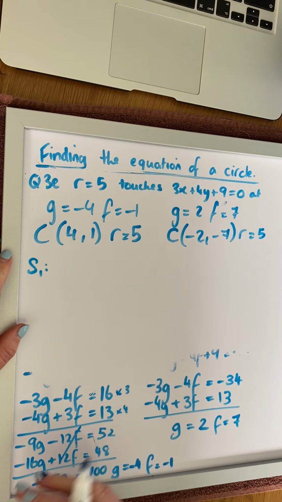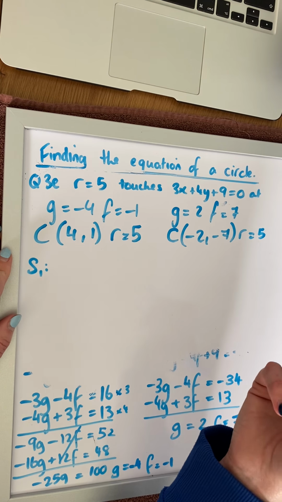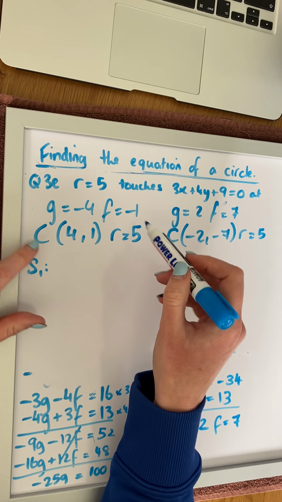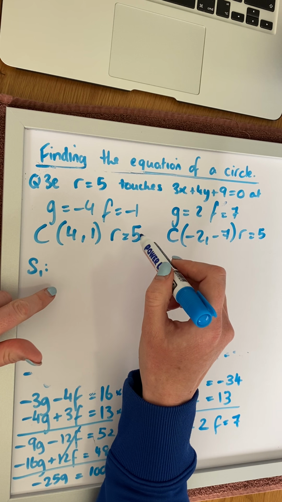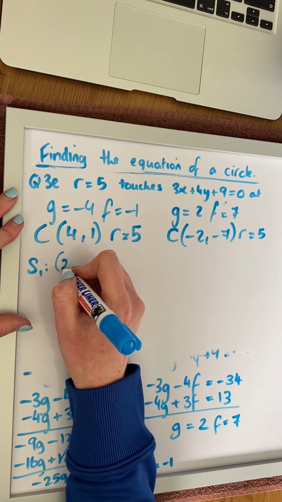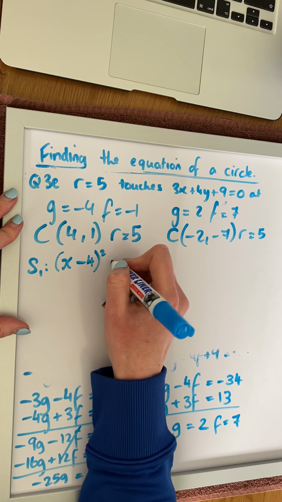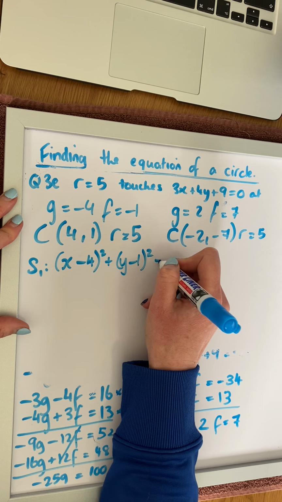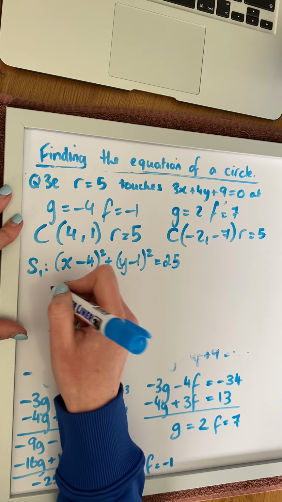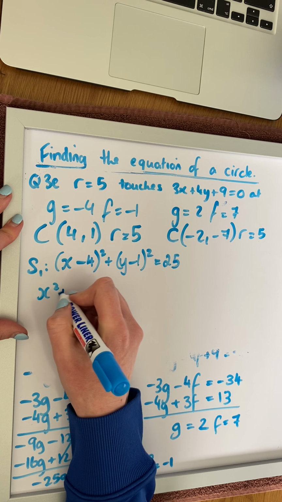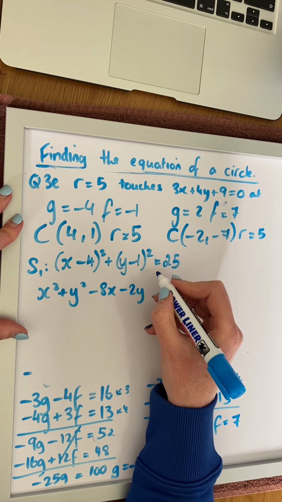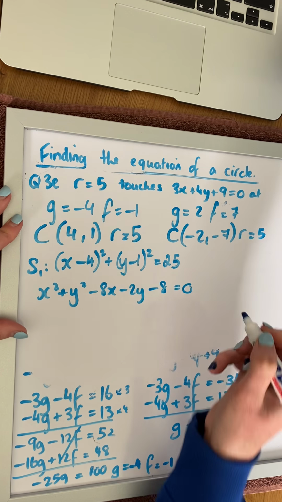So finding the equation of circle 1, we can either try and find the c using the square root of g squared plus f squared minus c is equal to 5, or you can simply substitute into (x minus h) squared, which is probably a little bit easier. So (x minus 4) squared plus (y minus 1) squared equals 5 squared, which is 25. Multiplying it out and tidying it up, we get x squared plus y squared minus 8x minus 2y minus 8 is equal to 0.